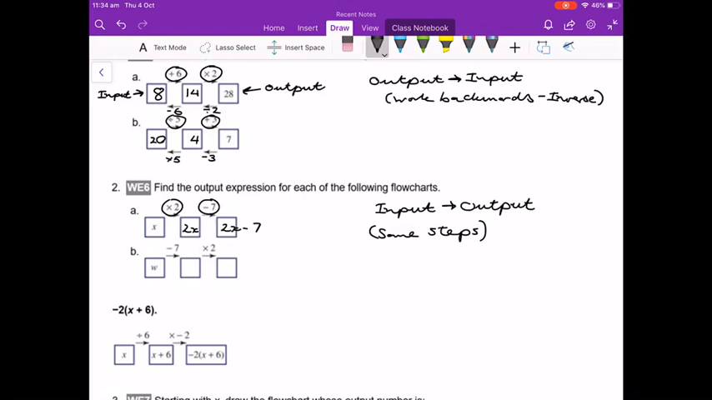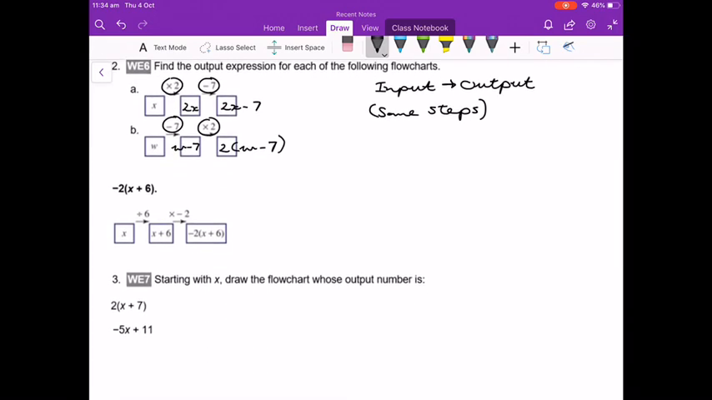The next example, we start with the w. Take 7, which is w take 7, and then we multiply it by 2, which would be 2 bracket w take 7. So you start from your input and go through each of the steps to lead you to your output. So we're now going to have a go at drawing our own flowchart, and we're going to have a look at this example first of how it's broken down for us.